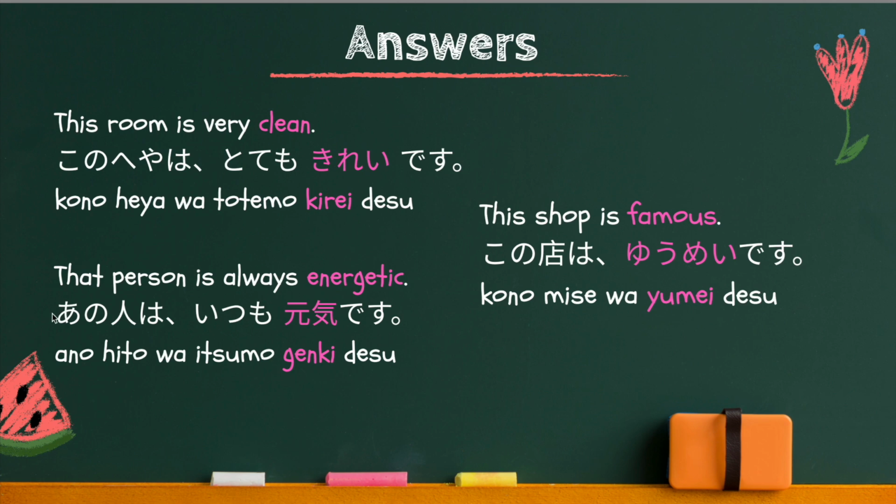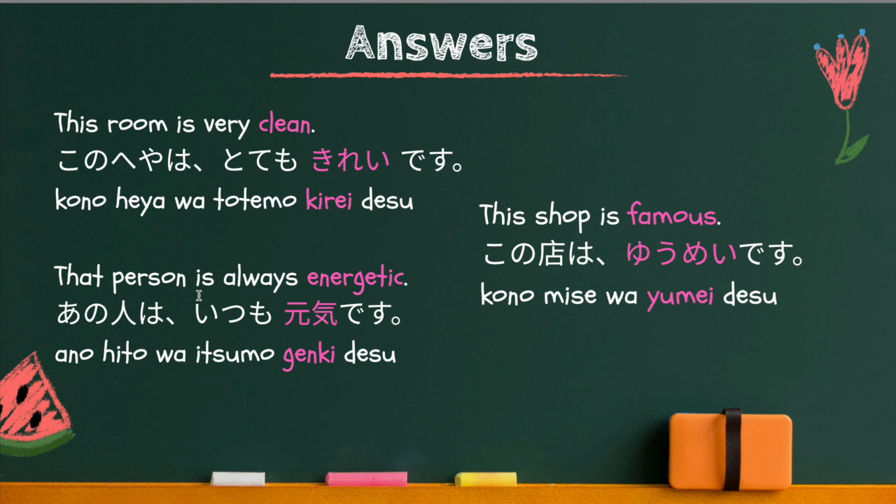And as for this one, if the person you are talking about is far from both the speaker and listener, you need to use ano. But if the person is close to the listener, you can use sono. Both can work depending on the context.